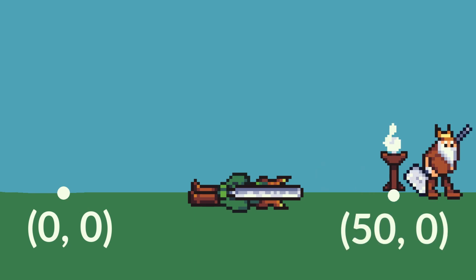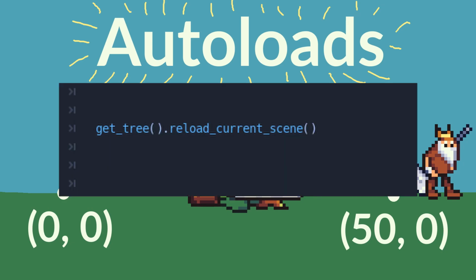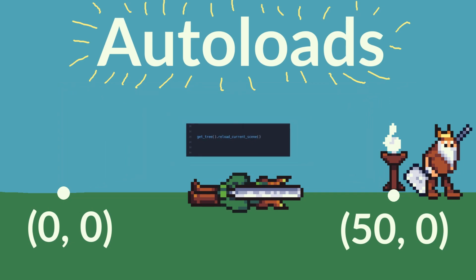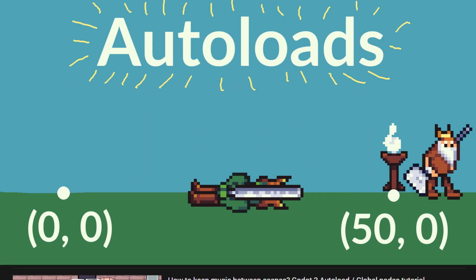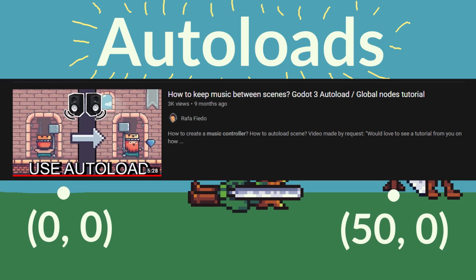Now we need to use autoloads. The autoloads are working independently of the current scene. So even if you reload the current scene using this line of code, the values from the autoloads will not change. You can hear more about them in my tutorial How to do music controller, where you can play the music between the levels.